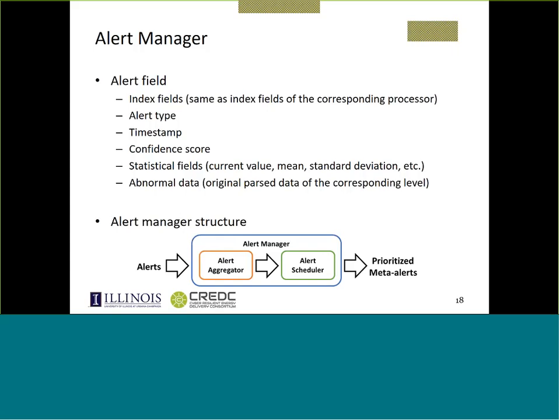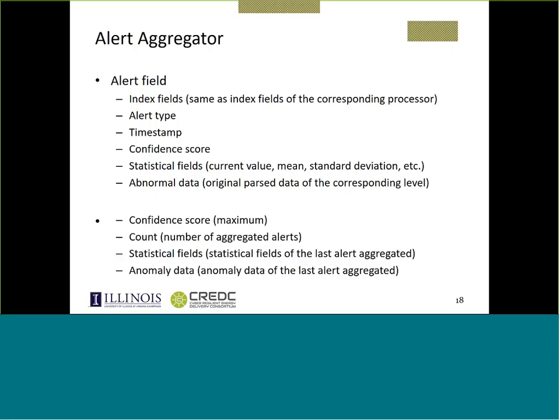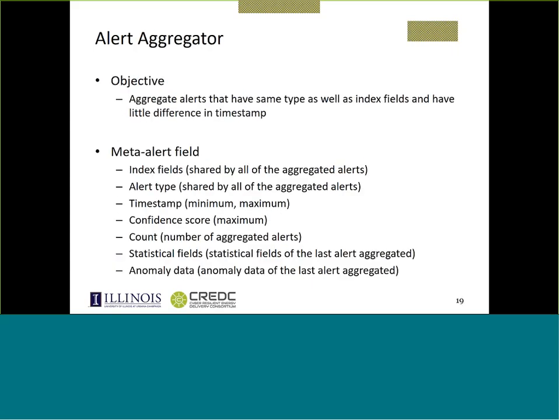The alert manager consists of two components, the alert aggregator and the alert scheduler. The objective of the alert aggregator is to aggregate alerts that have the same alert type as well as the same alert index fields. They also need to have little difference in timestamp to be aggregated. The aggregated alert is called a meta alert. The meta alert inherits all the fields from the alerts before aggregation, and each field type has its own aggregation rules. Also, a count field is added to store the number of aggregated alerts.